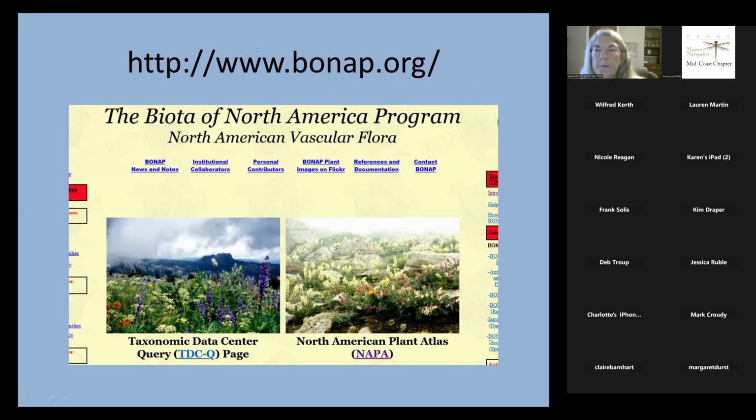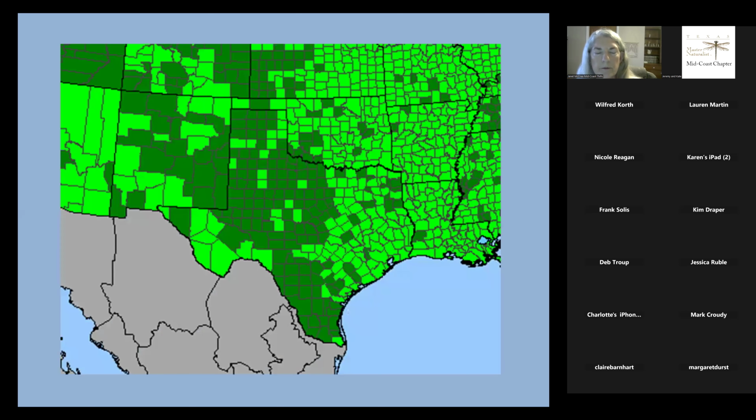If you put in that website, you're going to get a page that looks like this. And then you would click here on this side, which will bring up the North American Plant Atlas. And then you can actually put in your state, and it will give you all the plant species that are native, or some are not native, but they're all the ones that are found in that state. And then you can click on the particular one. So I clicked on Solidago altissima, which is tall goldenrod, and it'll bring up a map like this.